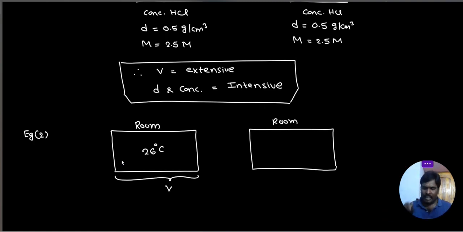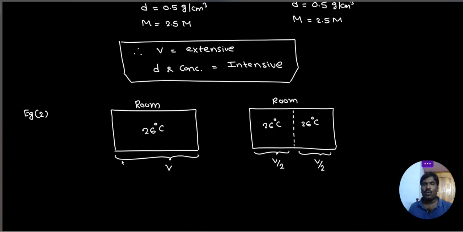Now, same room equally divided with one partition. Then left hand side chamber temperature 26 degrees centigrade only. Right hand side also 26 degrees centigrade. But volume, V by 2. Here volume V by 2 because volume halves. But temperature constant only.